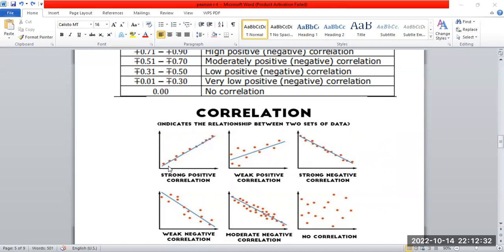And pag positive correlation, strong positive, yung line is from left to right. And then pag negative, it's from right to left. This one. And then weak positive correlation. Okay, so this one.